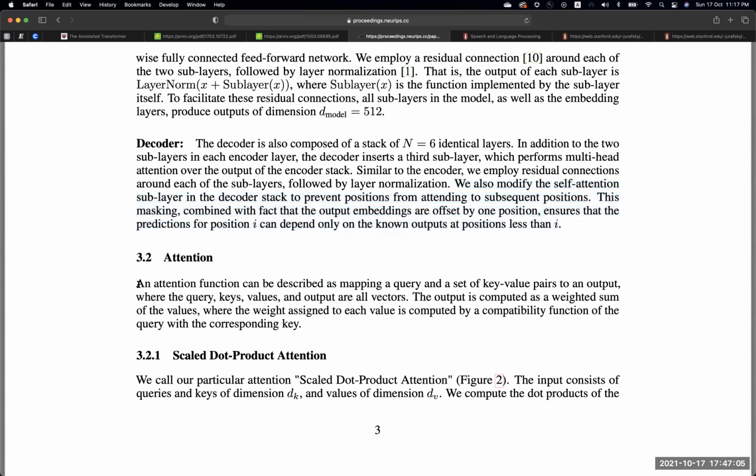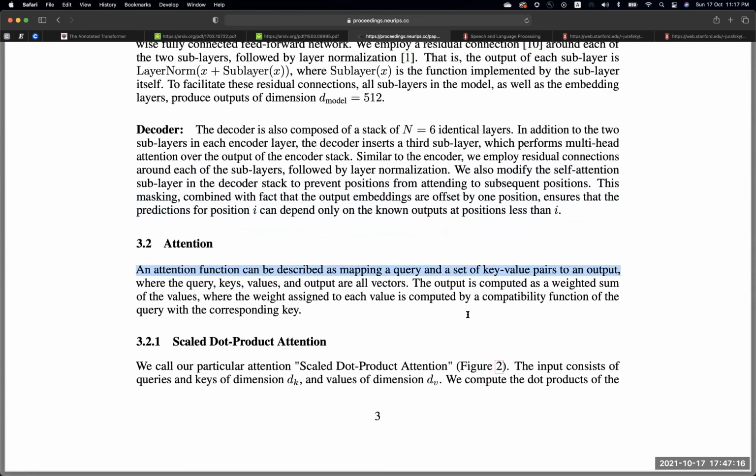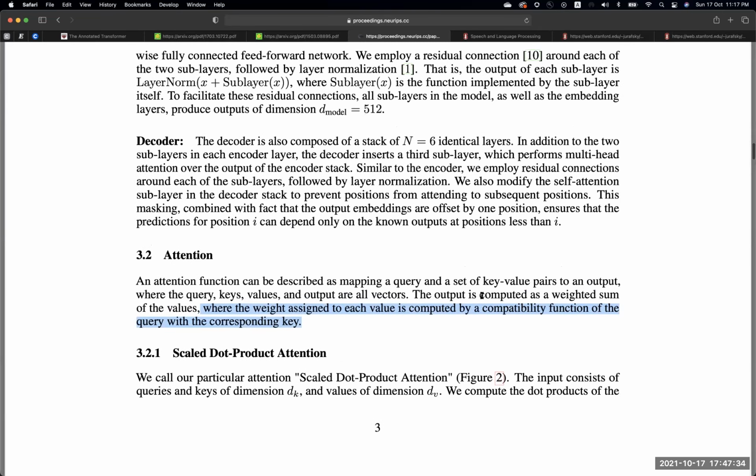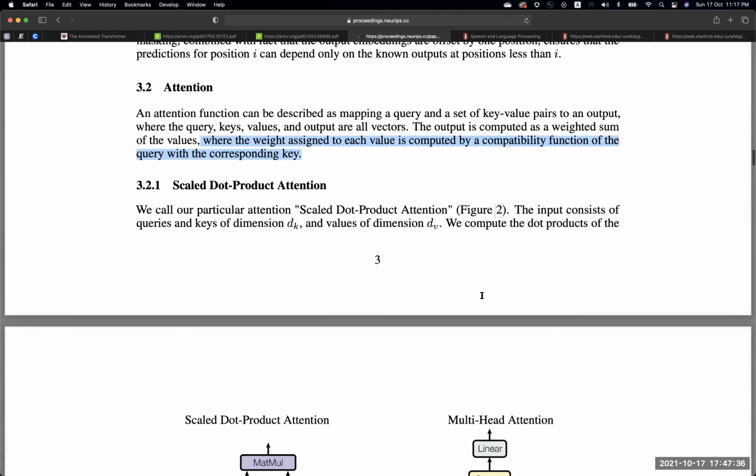Now I will go quickly because I think I have covered these topics. Mapping a query and a set of key-value pairs to an output is the basic definition of attention. Anyone can just learn it by heart. The weight assigned to each value is computed by a compatibility function of the query with the key. We can think of this as a black box. We can have either dot products or feed forward, like additive attention, which can be done via neural networks.